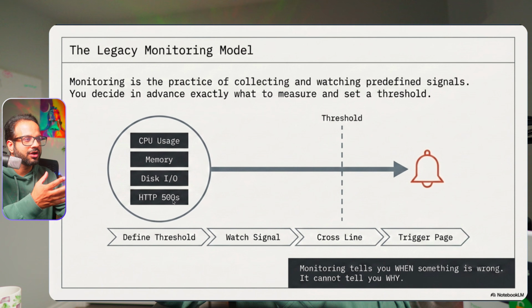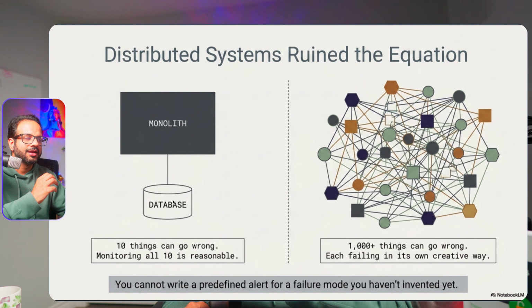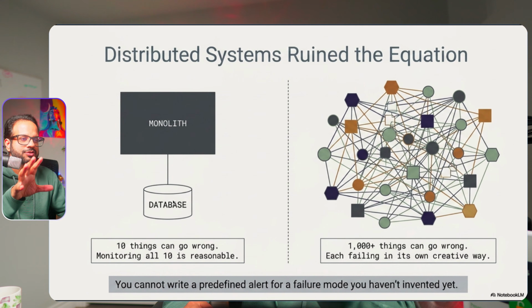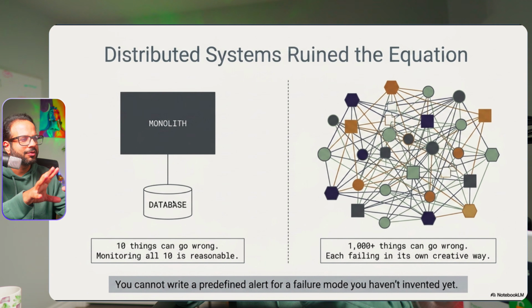There is something wrong, it sends you the alert so that you can go and check. You can do the troubleshooting, you can do the debugging, but it does not tell you why it is broken. Let's take a look at this example. On the left we have a monolithic architecture, on the right we have a modern microservice based architecture.